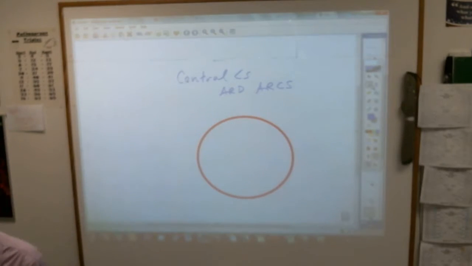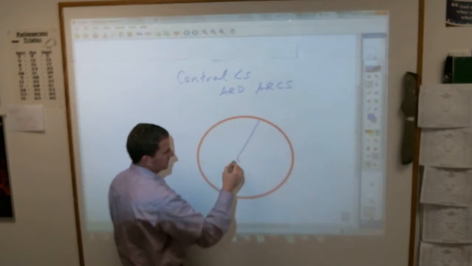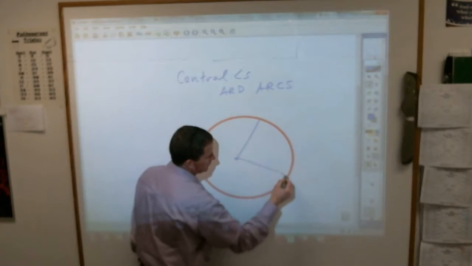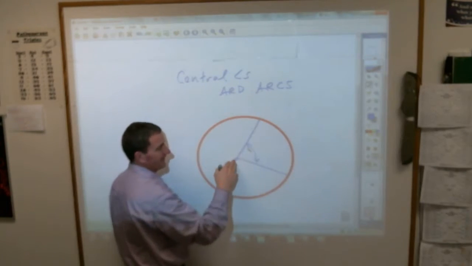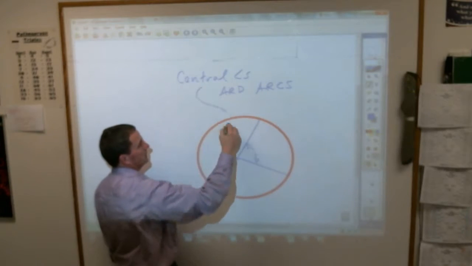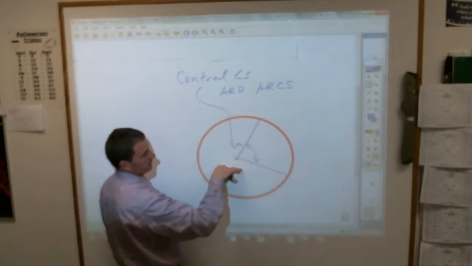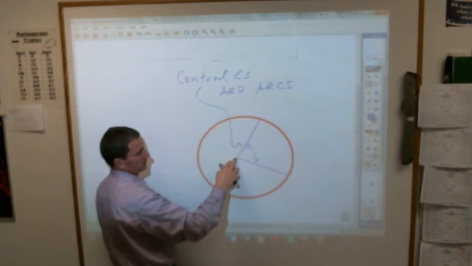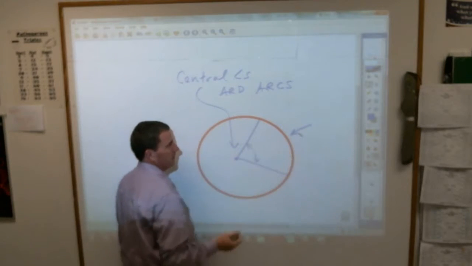A central angle and an arc. Here is what they're asking you for with a central angle. This is what we call a central angle. A central angle is an angle formed by two radii that form an angle with the center of the circle. It is also called, what is it called?